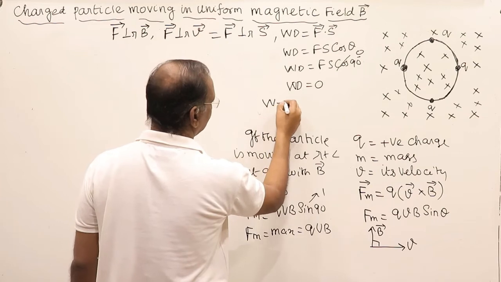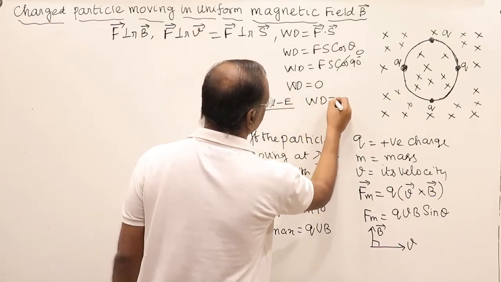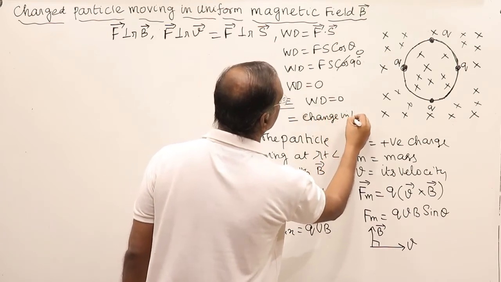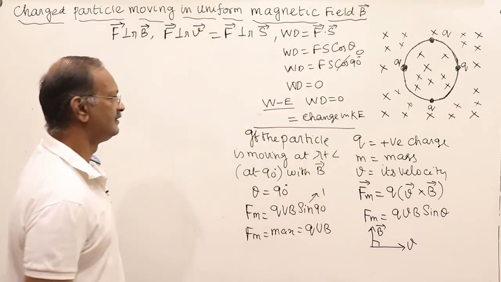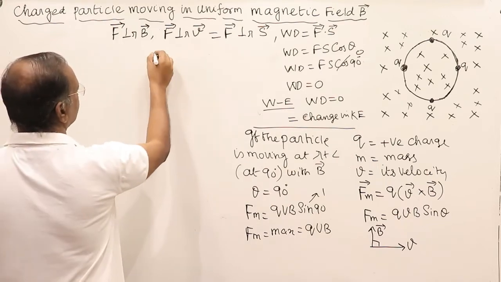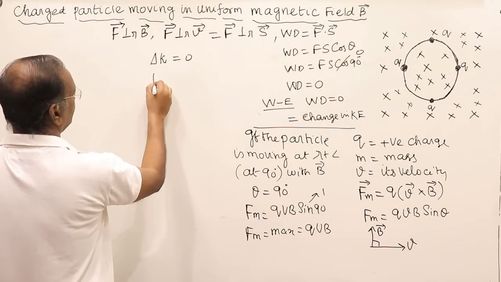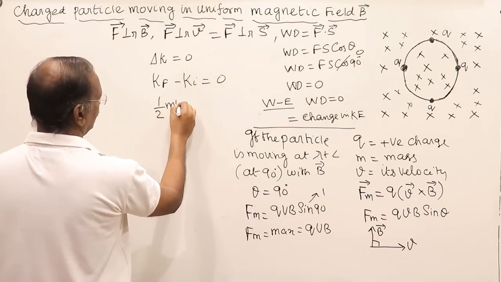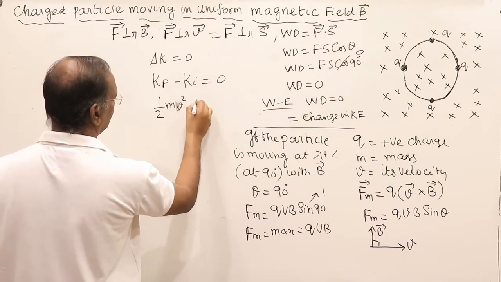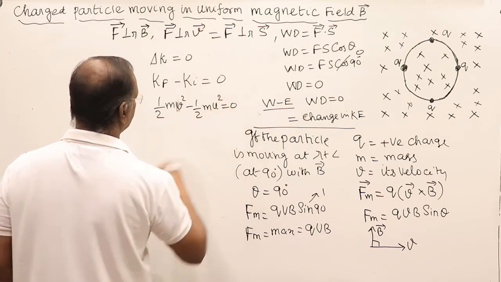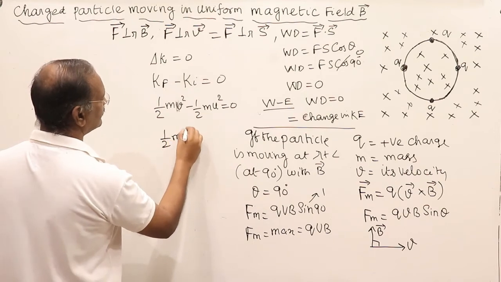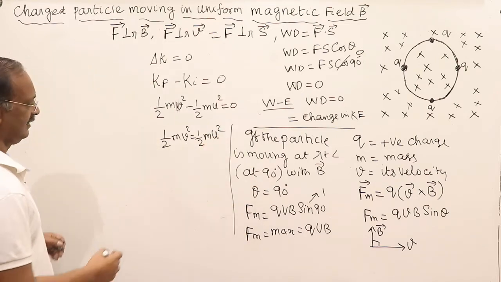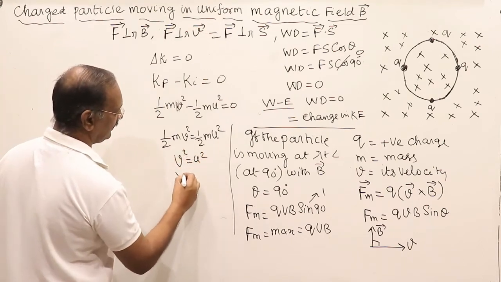By the work energy theorem, work done is equal to 0, which is also equal to the change in kinetic energy. So the change in kinetic energy is equal to 0, that is, kinetic energy final minus kinetic energy initial is equal to 0. That is, half m v square minus half m u square is equal to 0, where u is the initial velocity and v is the final velocity. So v square is equal to u square, or v is equal to u.